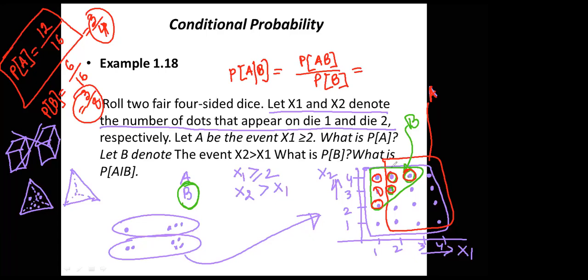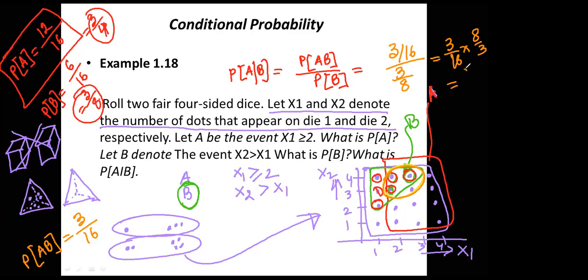So 3 by 16. How? Look at this one. This is the intersection. So 3 elements are there. If I want to find the probability of AB, that will be 3 elements divided by 16 elements. So we'll do 3 by 16 divided by the probability of B, which is 3 by 8. So 3 by 16 into 8 by 3, and that will give us half. Clear? Yes, sir.